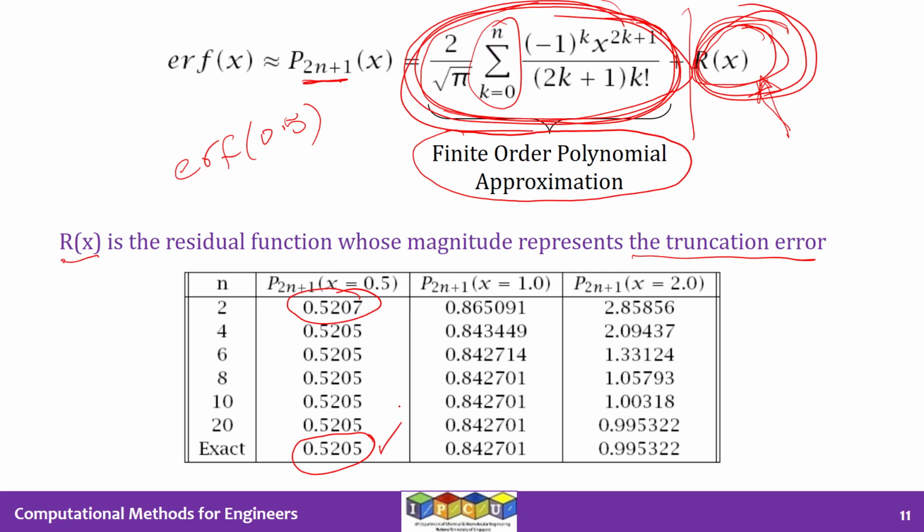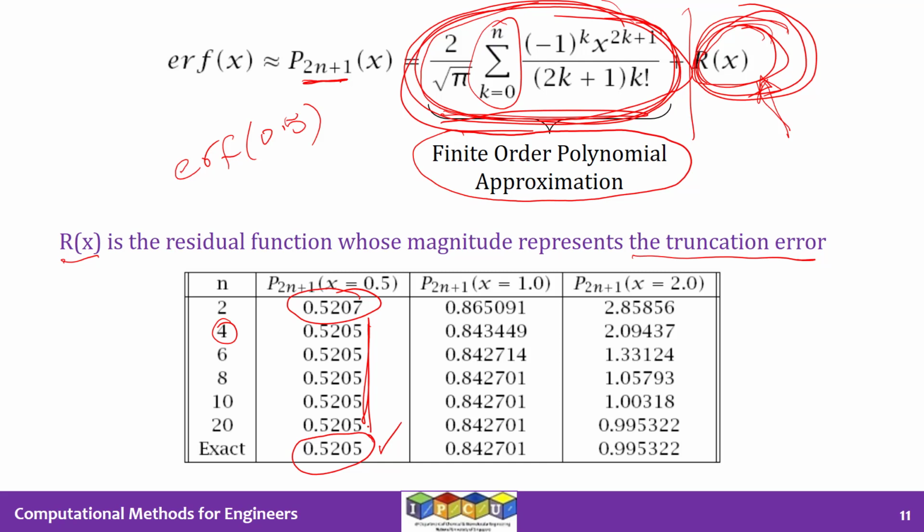And in fact, when you go to n is equal to 4, that means you have only 5 terms retained and the rest you throw away, you're going to get the exact value. So if you retain a small number of terms in the finite order polynomial approximation, that is going to be good when x is equal to 0.5.